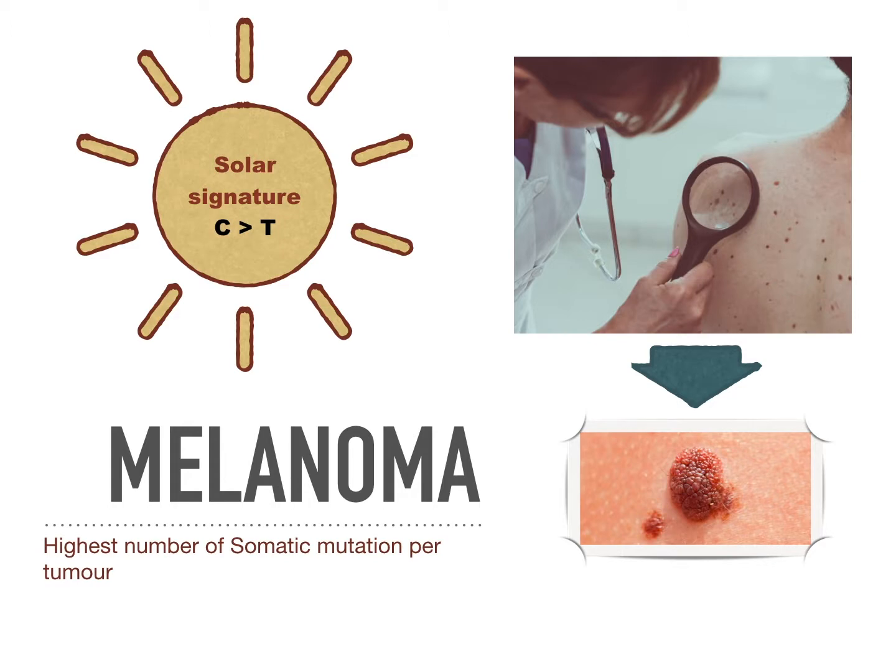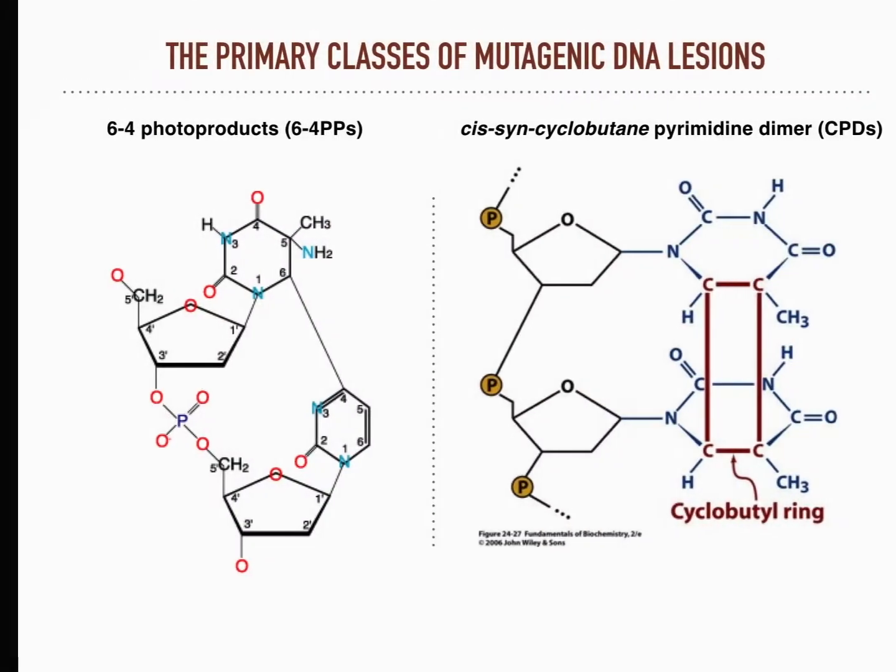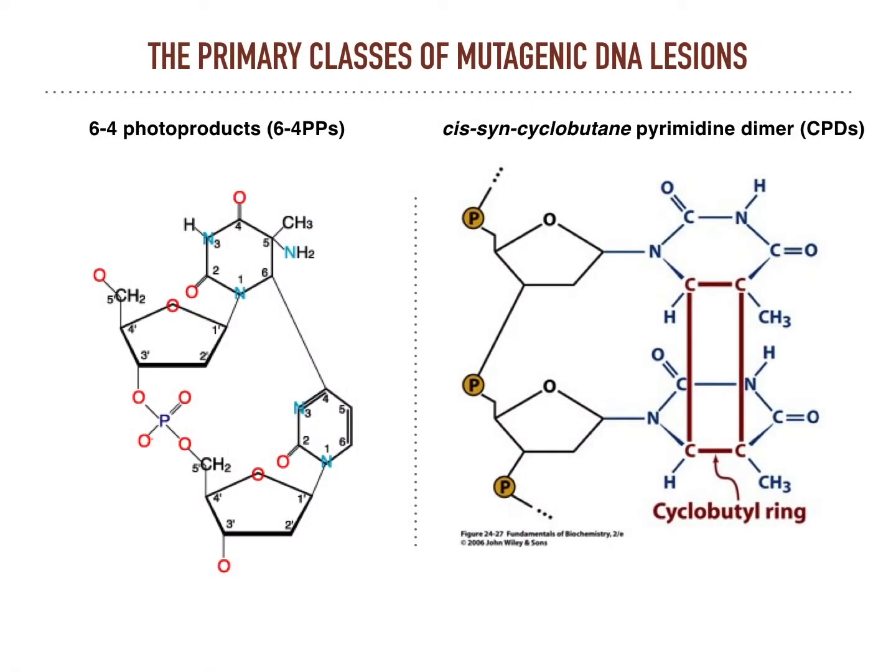A recent study identified the solar signature patterns of mutation in the DNA sequence of skin cancer cells, mainly cytosine and thymine. The two primary classes of mutagenic DNA lesions caused by ultraviolet radiation are cyclobutane pyrimidine dimers, or CPDs, and 6-4 photoproducts. CPDs, however, are the most frequent UV-induced DNA lesions.